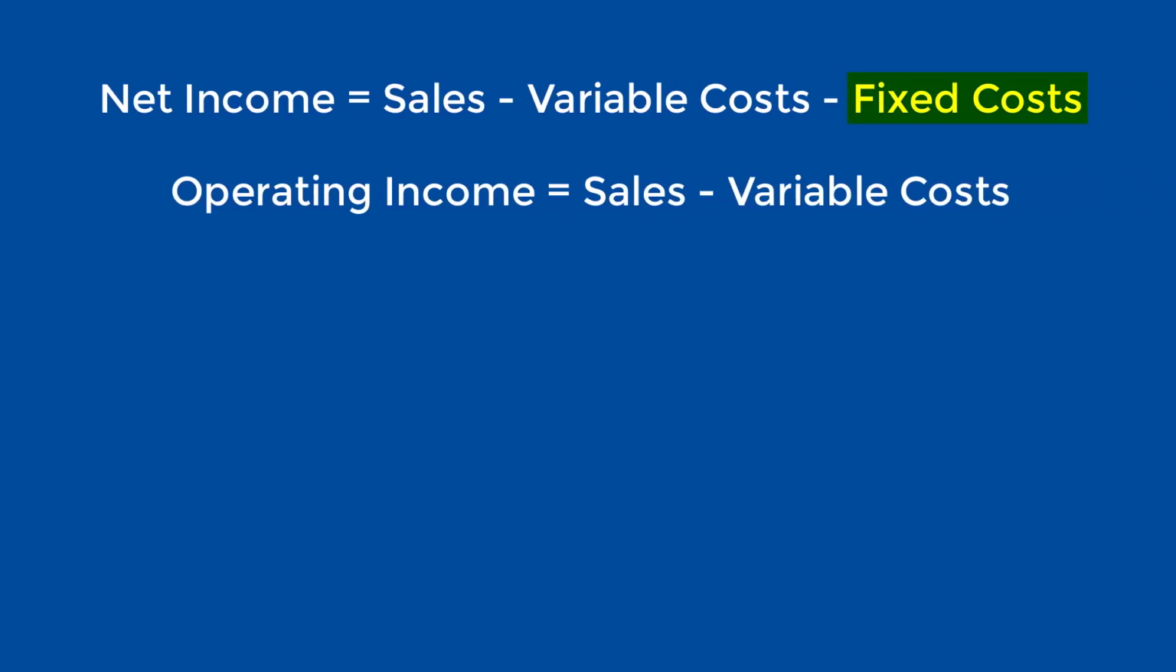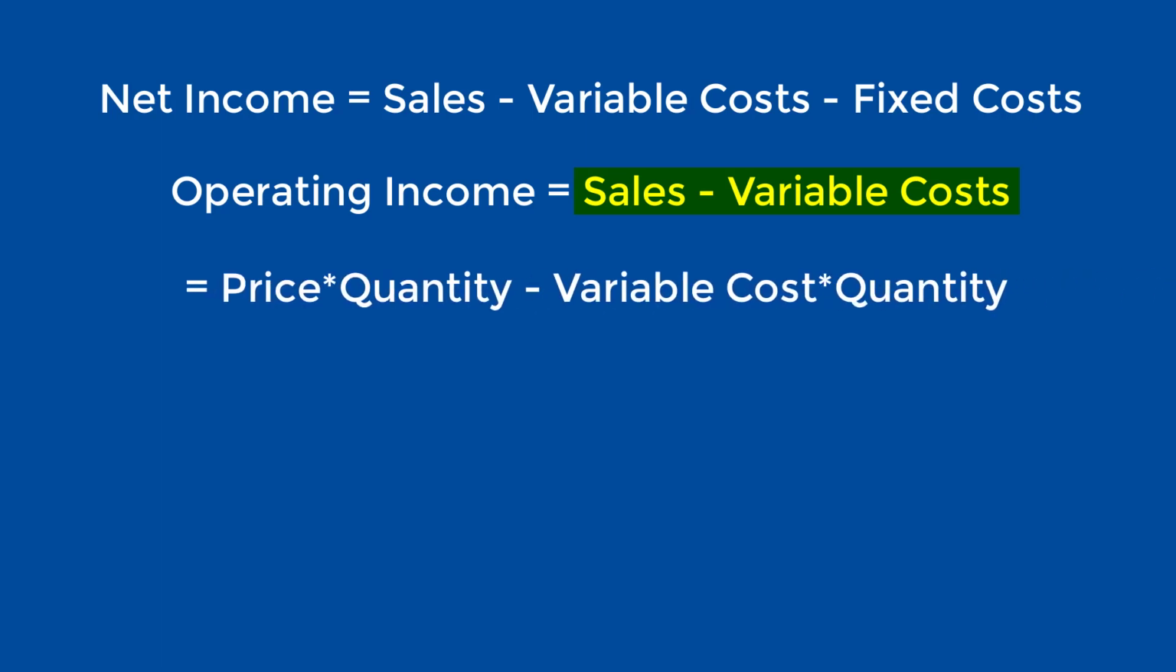As you can see by these two formulas, the only difference is that operating income excludes fixed costs, which are considered sunk costs at the time when operations begin. As the fixed costs are already sunk, managers are trying to find out how much sales minus variable costs they need to achieve in order to cover at least those fixed costs, and ideally more in order to generate a profit.